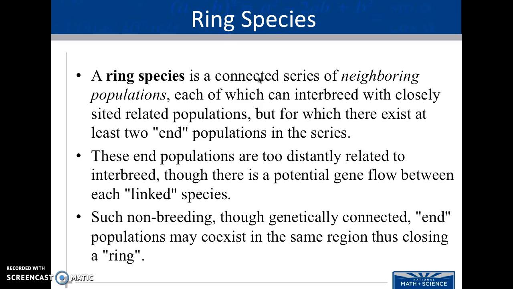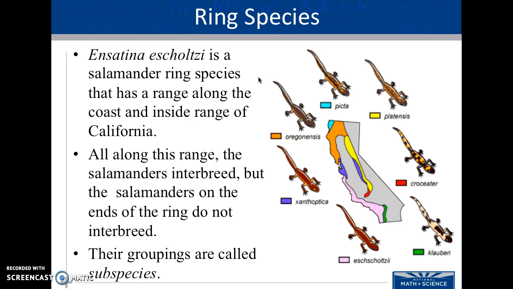A ring species is a connected series of neighboring populations, each of which can interbreed with those that are proximally close. Technically, species will not reproduce with each other, but if they are very similar and right next to each other, they may reproduce. Eventually, as they become less proximally close, or location-wise close, they may start to deviate into more specific species, but they will still interbreed. This is an image of that.